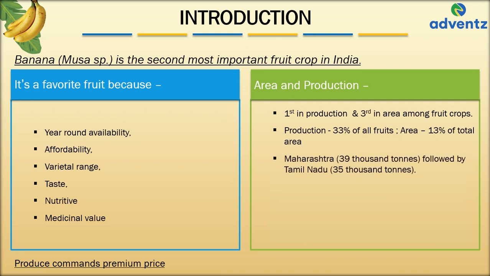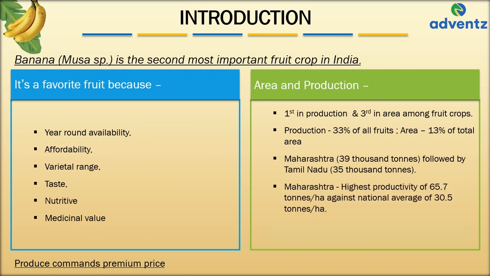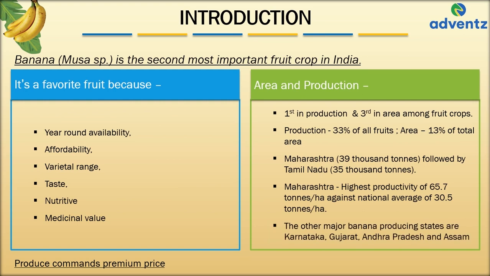Production is highest in Maharashtra, which produces 39,000 tons, followed by Tamil Nadu, which produces 35,000 tons. Within India, Maharashtra has the highest productivity of 65.7 tons per hectare, against the national average of 30.5 tons per hectare. The other major banana producing states are Karnataka, Gujarat, Andhra Pradesh, and Assam.